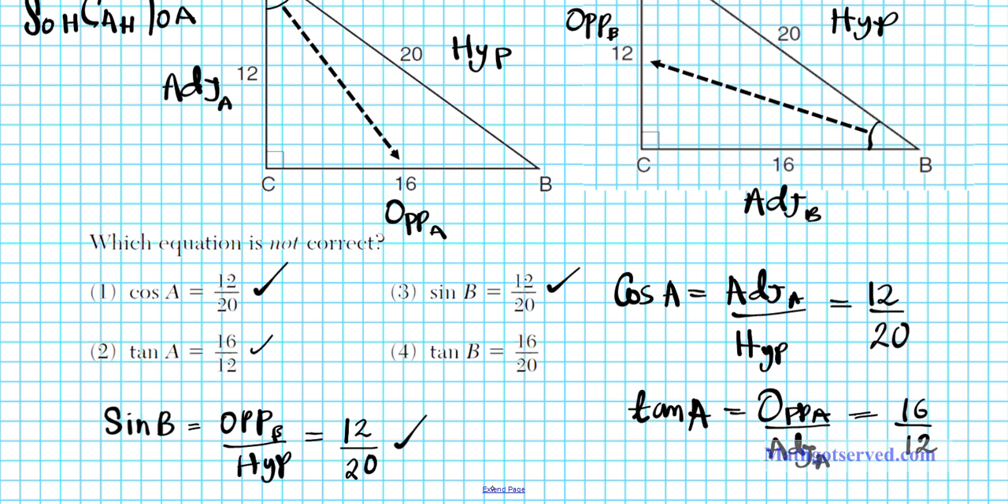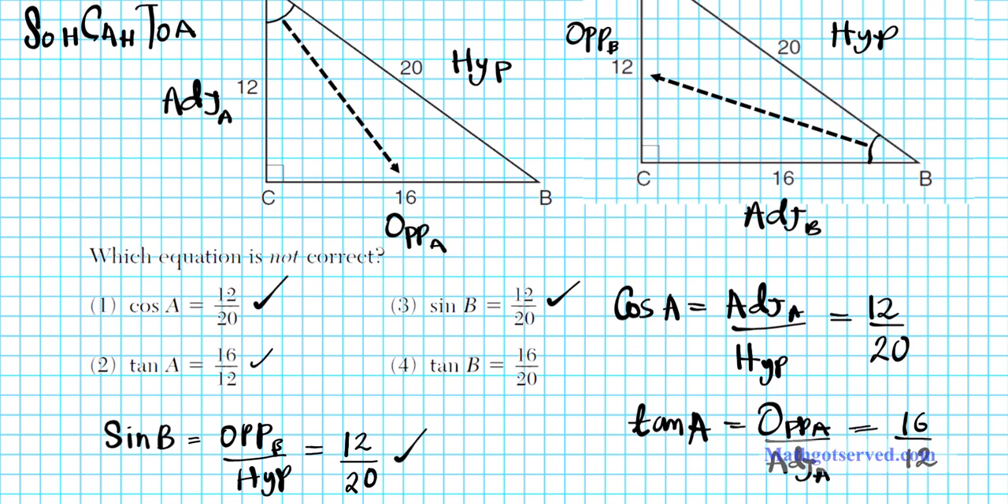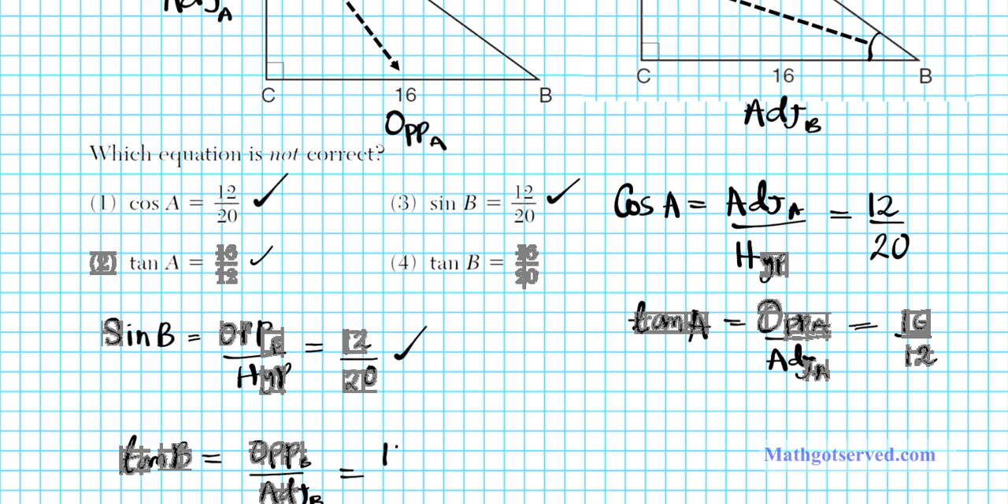The last one we're going to check, hopefully that's wrong because we're looking for the one that's not correct, is tan of angle B. Tan of angle B is the opposite for angle B over the adjacent for angle B. That's TOA in SOHCAHTOA, as we used over here. So opposite is 12 over adjacent, which is 16. Is that what we have here? No, so this is wrong. The equation that's not correct is option number four.